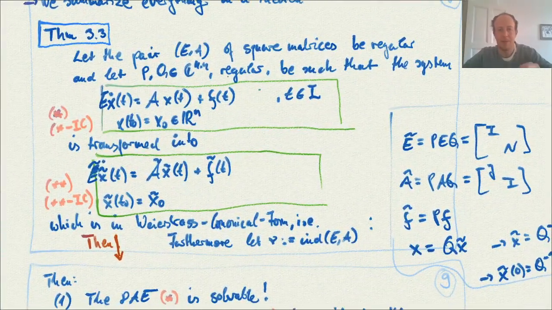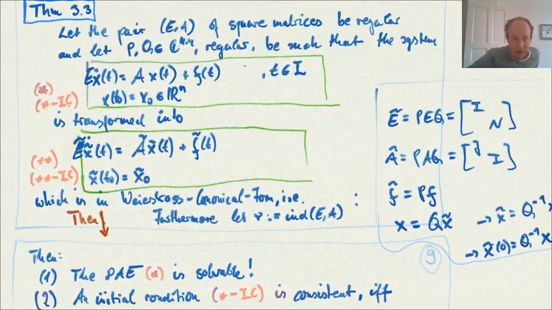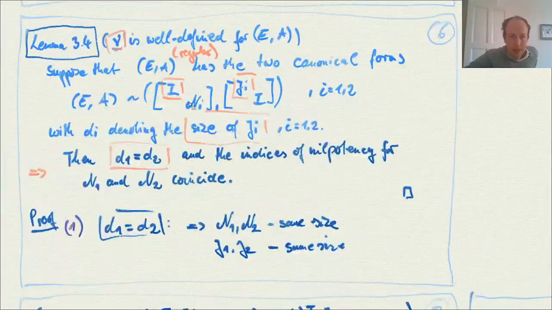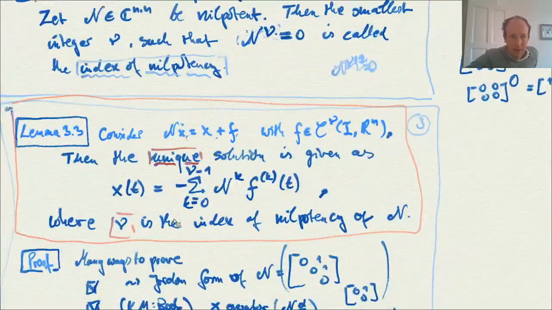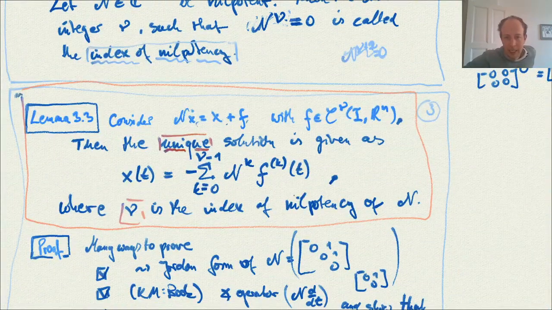Okay, let me repeat this once more. Consider E, A square matrices regular, and P and Q transformation matrices regular, and we transform the actual DAE E x dot = A x + F with initial value into the transformed DAE for x tilde, with now also initial condition x tilde. And with all what we did so far, we can say that the DAE is solvable. Why? Because by this transformation we get these two parts of the DAE. Here we already said that this is not a problem, this is solvable, and for that we now showed that there is a solution, namely a solution that looks like this here.